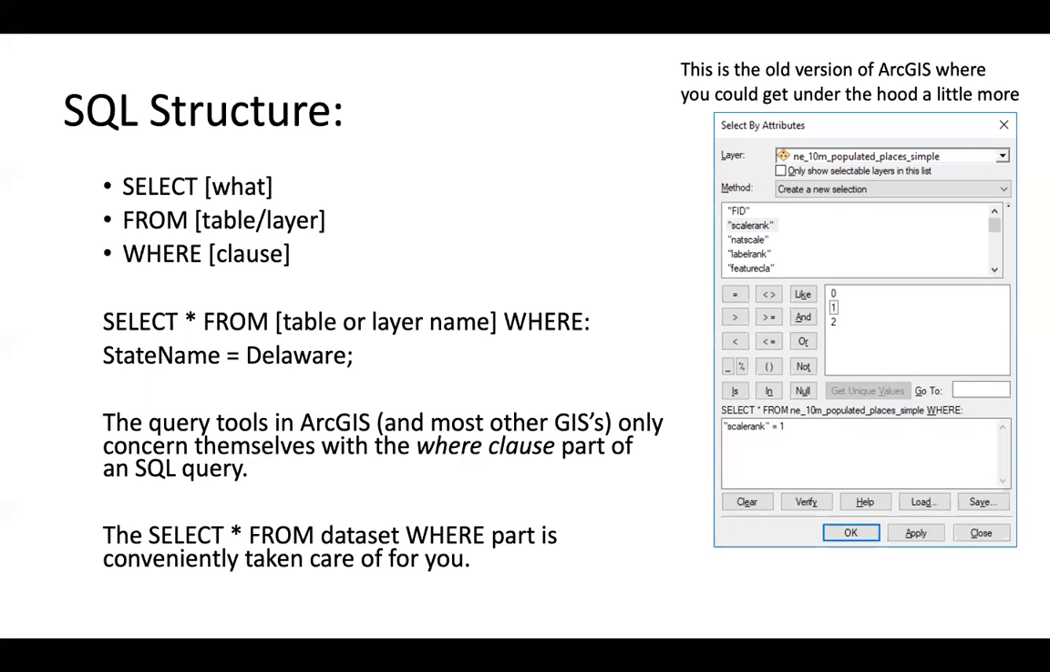The primary syntax starts with select, from, where, followed by a clause. The query tools in ArcGIS and most other GISs only concern themselves with the where clause part of the SQL query. The select from dataset part is conveniently taken care of for you.